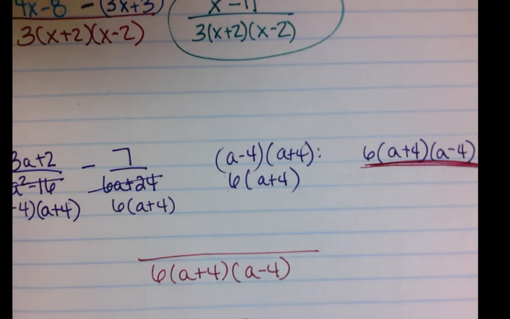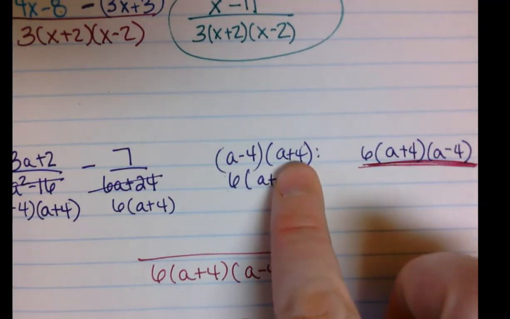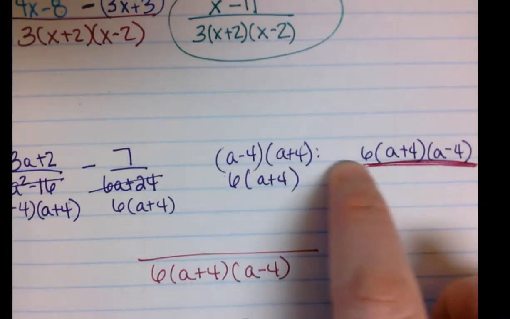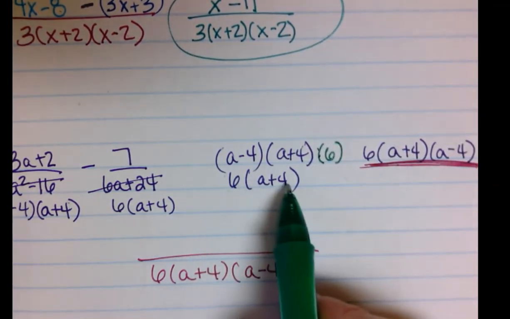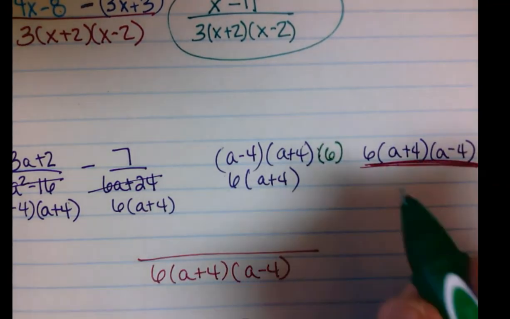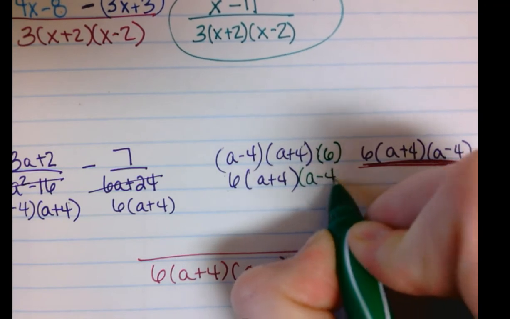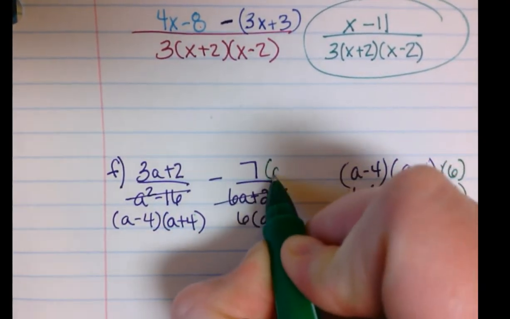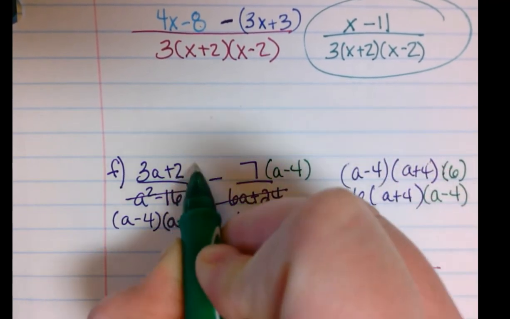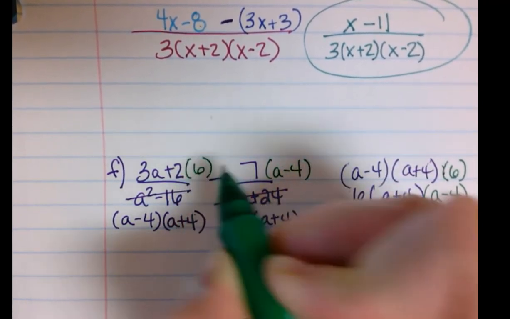I'm going to come back here, and with my LCM, I'm going to write down what is missing. So on the top one, I'm missing a 6, so I need to multiply the left side by 6. On the bottom, or my right fraction, I have an a minus 4 missing. So I need to multiply the 7 times a minus 4, and I need to multiply the left by 6.